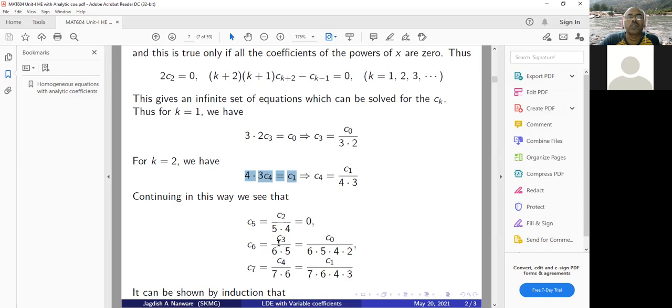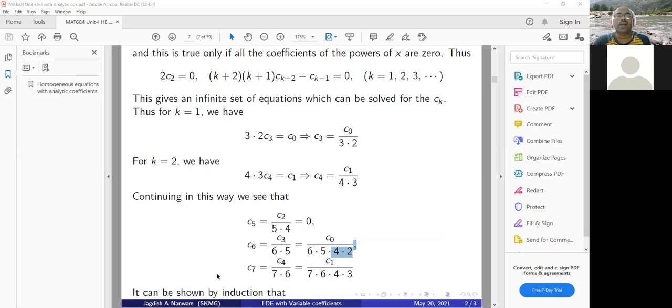Now C6, you will get C3 upon 6 into 5 and put the value of C3 here. So what is the value of C3? C3 is equal to C0 divided by 3 into 2. So here, yes, C6. So C0 upon, here there is a correction. 6 into 5 into 3 into 2 is there. Okay, so I will make this correction. And C7 is C4 upon 7 into 6. Now we know the value of C4, that is C1 upon 4 into 3. So substitute that value here, right?